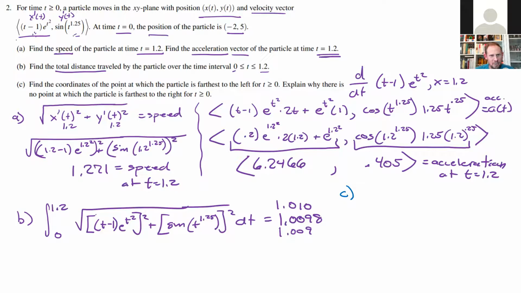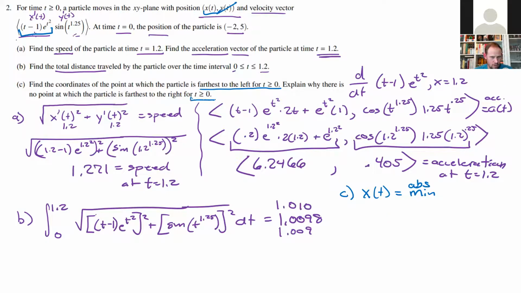All right. Find the coordinates of the point at which the particle is farthest to the left. Farthest to the left means just the x is the smallest. So like x of t equals a minimum is what we want. All right, so we don't care about what y is doing at all here. We're looking at x. So here is x prime. It's not just a minimum, it's an absolute minimum. So when we find absolute minimums, first of all, we use the endpoints.